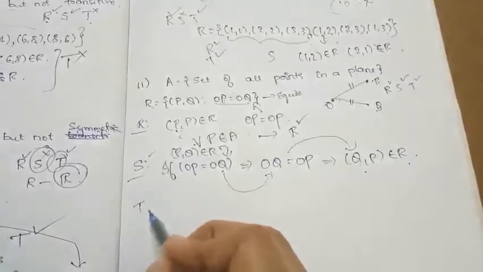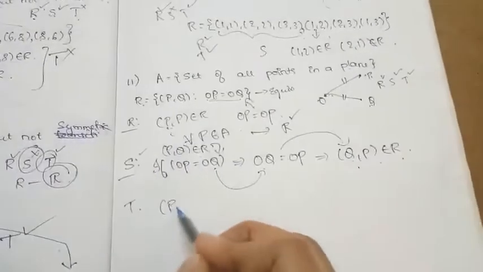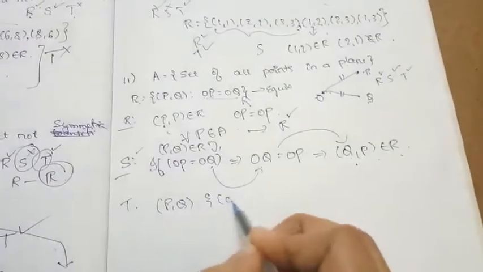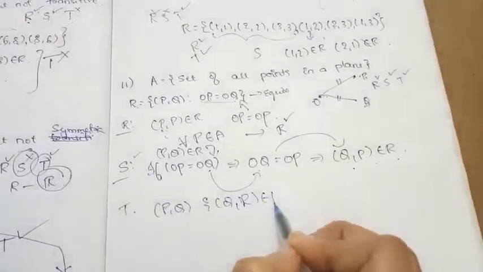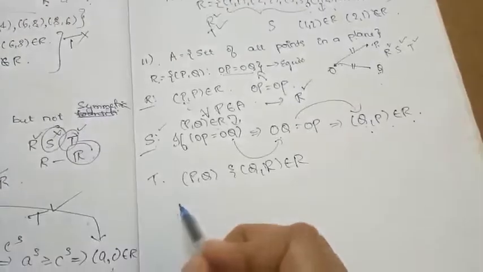Now to check transitivity: if (P, Q) and (Q, R) belong to the relation R, what does that imply?